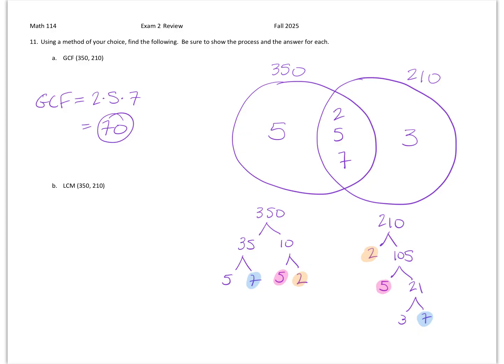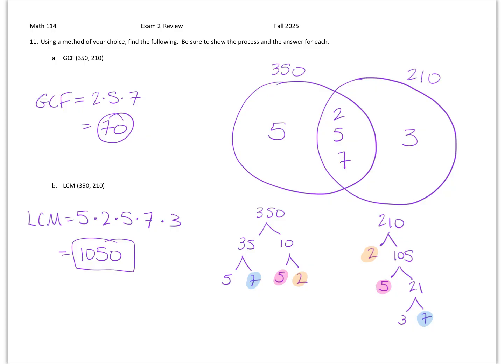And the least common multiple is the product of all the primes in this diagram. So 5 times 2 times 5 times 7 times 3. So that's going to be 10 times 35 is 350. 350 times 3 is 1050.